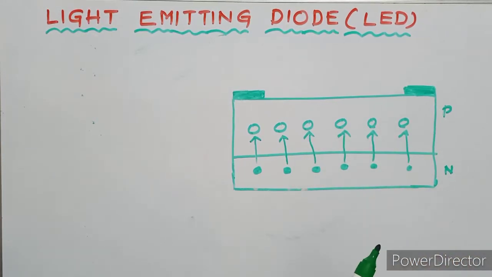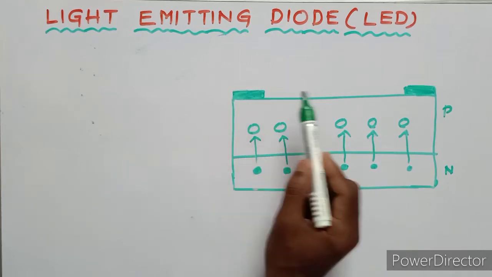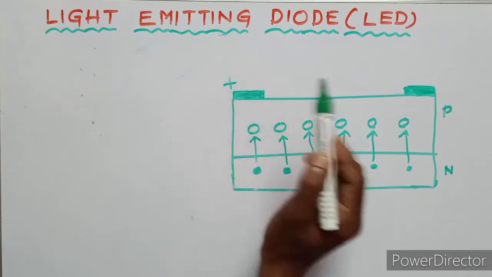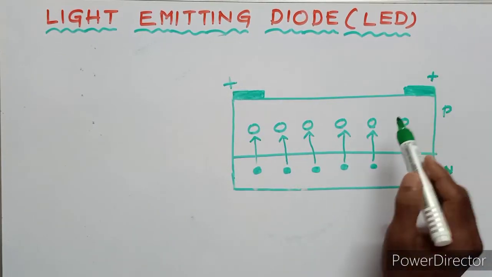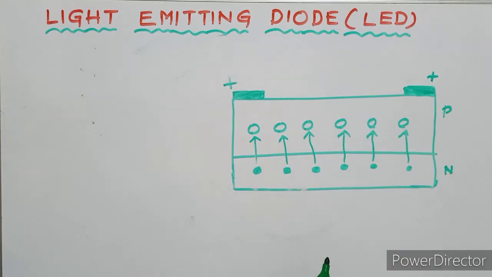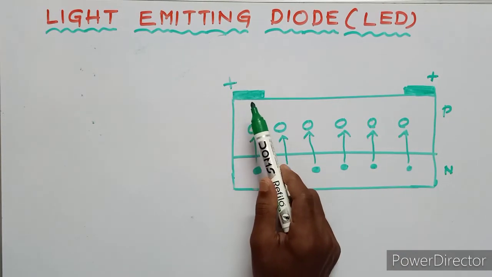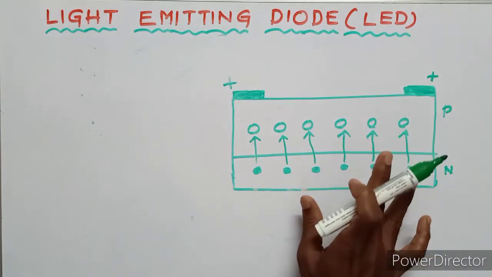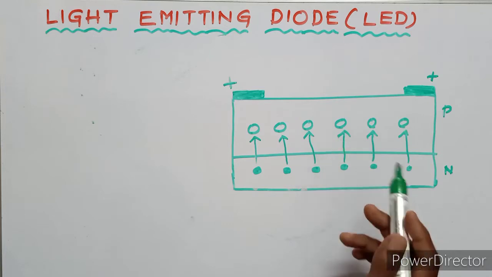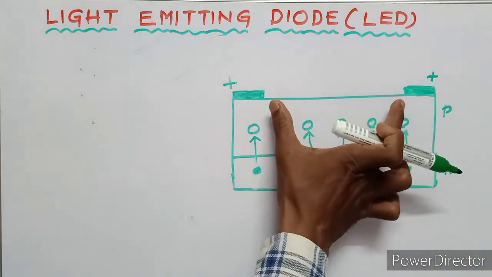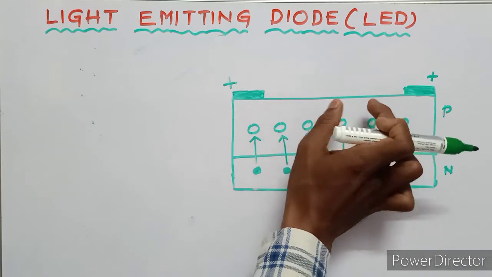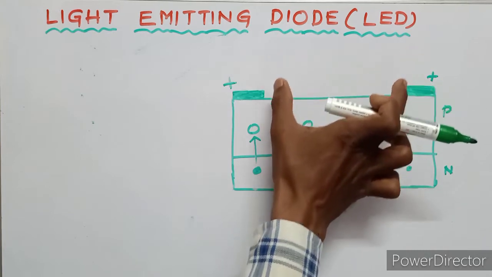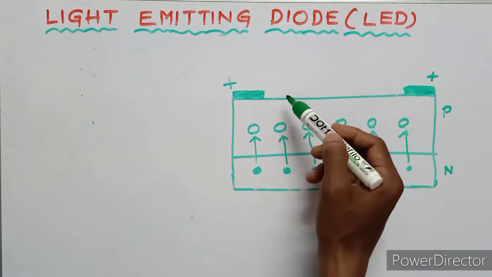Okay, then the metal contacts, these two are metal contacts on the p-type semiconductor. The metal contacts are made at the outer edge of the p layer, so that more of the upper surface is left free for light to escape. This is the more space for the light escaping, that means the light emitting.